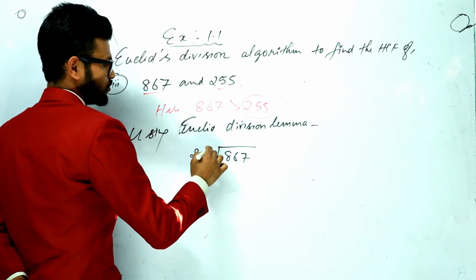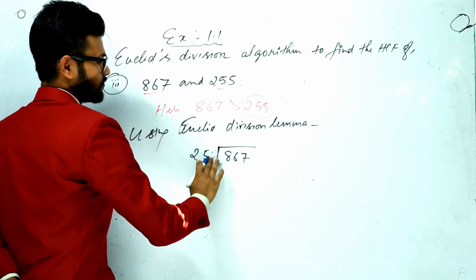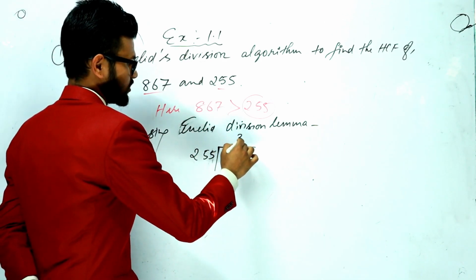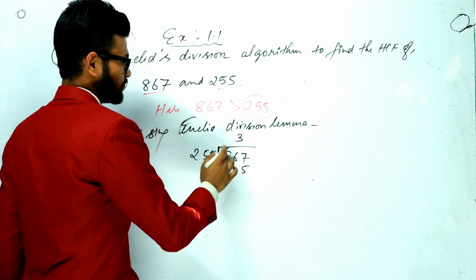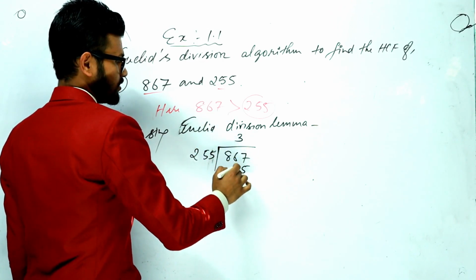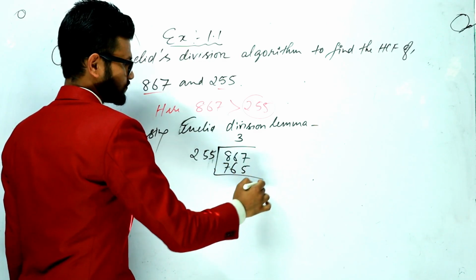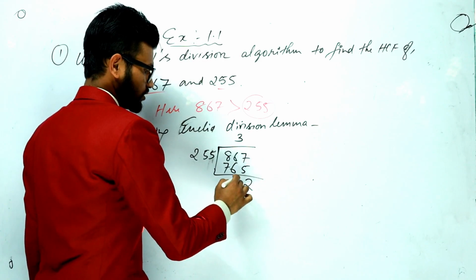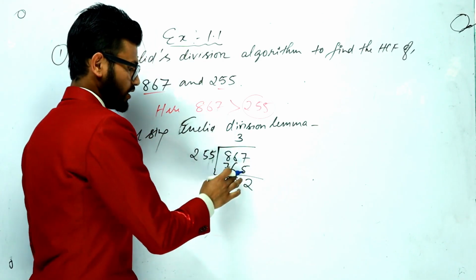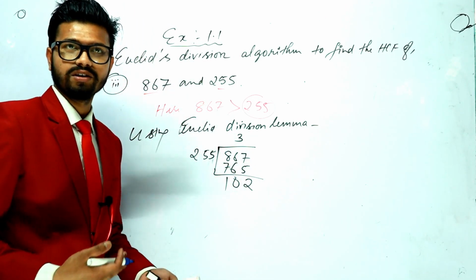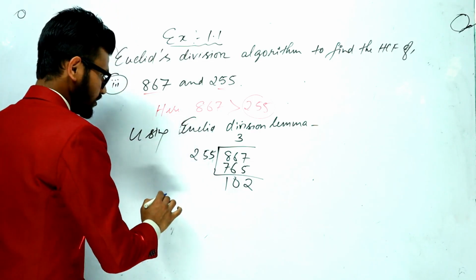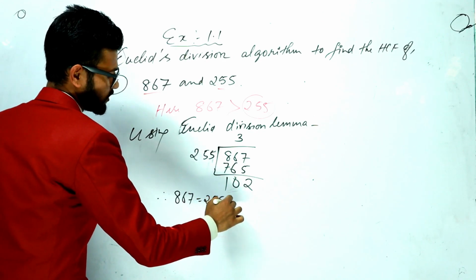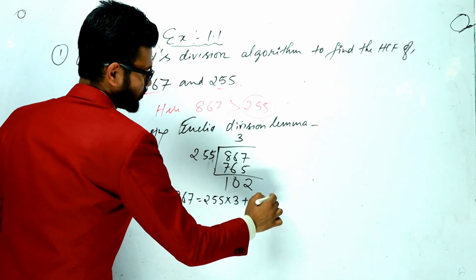What you can write here: 867 divided by 255. As you can see, 255 twos are 510. 255 threes are 765, and the remainder is 102. So still you have not got it here. You have to carry out a further step. Therefore, 867 is equal to 255 into 3 plus 102.